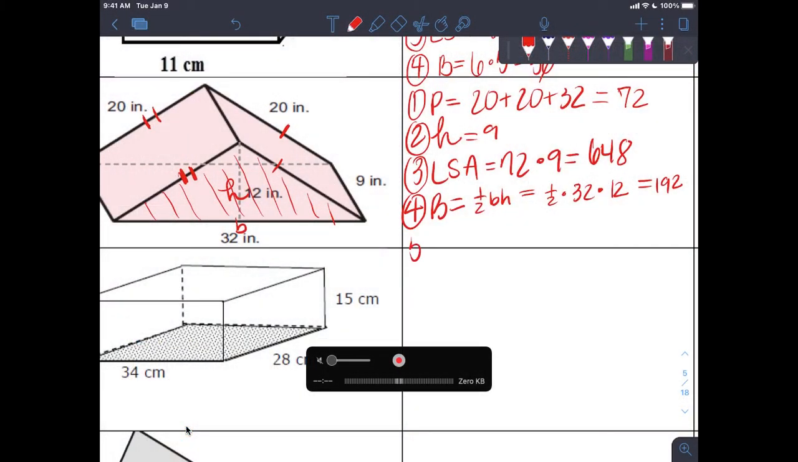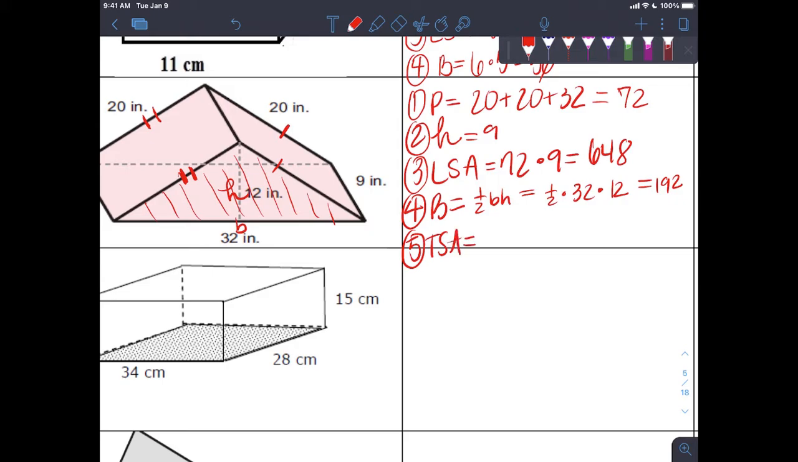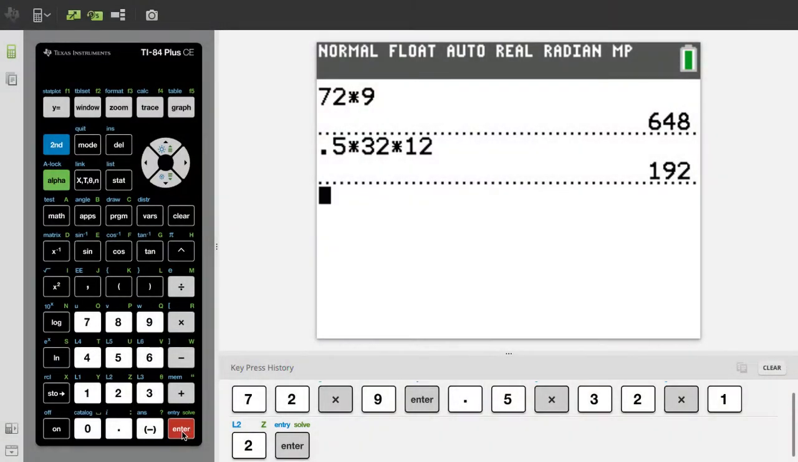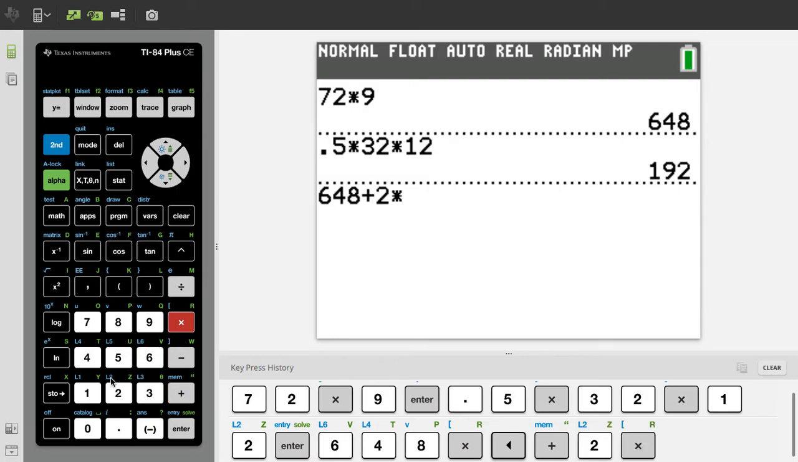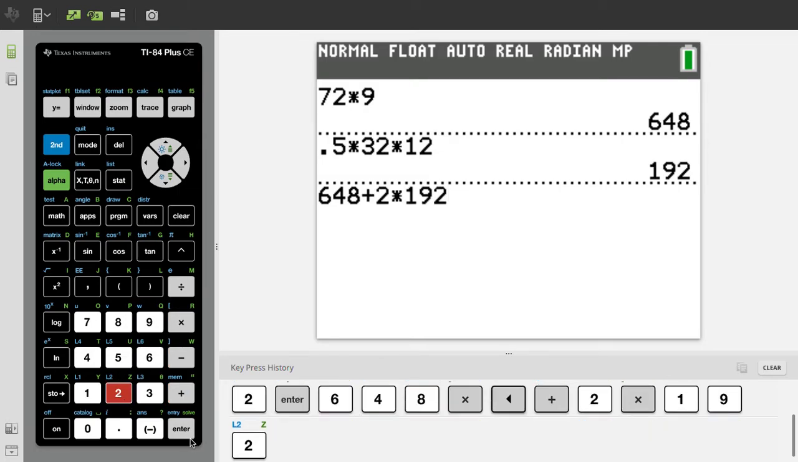Now I can calculate my total surface area. I just take that lateral surface area and add 2 times the area of my base. I'm going to use my calculator for this one. So 648 plus 2 times 192. And I get a total surface area of 1,032.